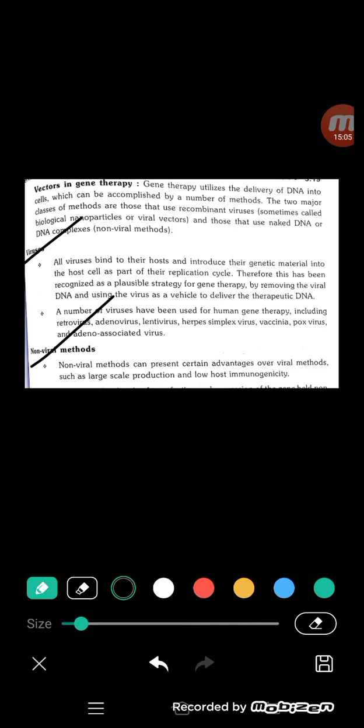So this is about gene therapy and the importance of gene therapy. And here some limitations also occur. So what are the limitations? Different types of limitations are involved there. Now we will discuss them.